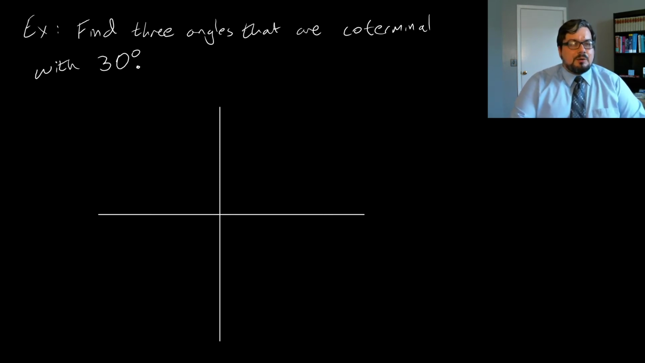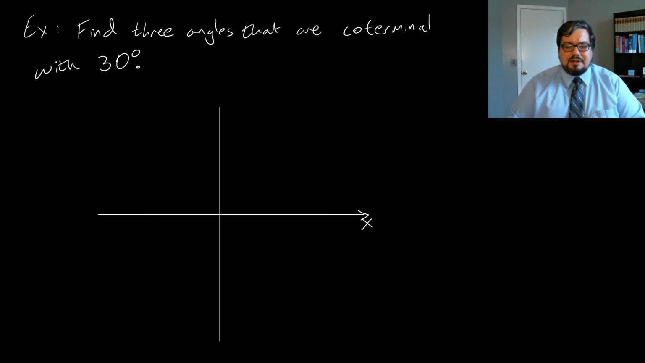So the first thing that we're going to want to do is to sketch out a 30-degree angle. So where is 30 degrees? We don't know specifically, but we do know that it has to be in quadrant 1. Quadrant 1 contains everything between 0 degrees, which is in the direction of the positive x-axis.